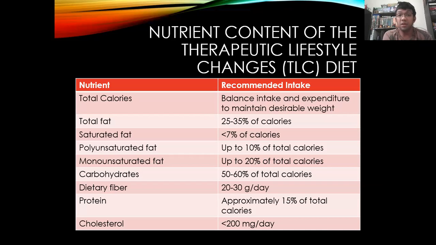Now, this is what we need to teach to patients who are suffering from coronary artery disease or those who have risk factors for coronary artery disease. The nutrient content of the therapeutic lifestyle changes diet: total calories should have a balanced intake and expenditure to maintain the desirable weight. So the total calories depend on the weight of the patient.